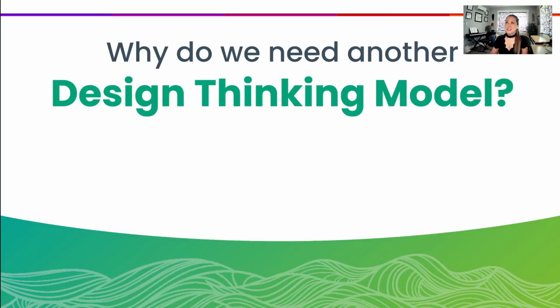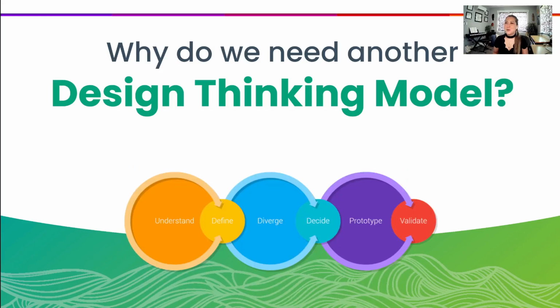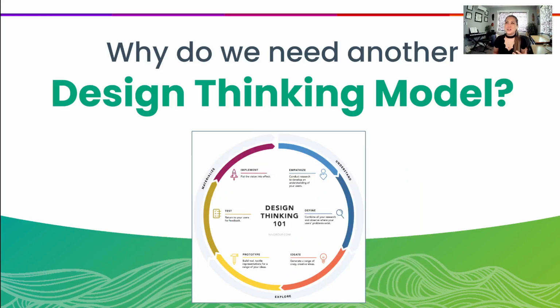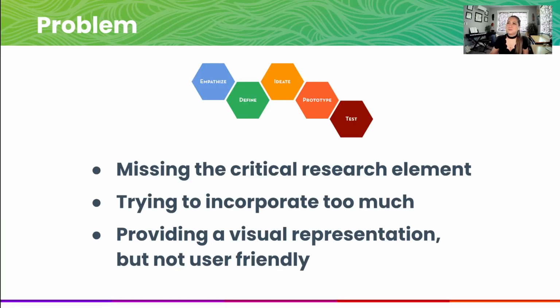You might be wondering, why is it that we need another design thinking model? We have so many models, different shapes, forms, varieties, scopes, complexities, inclusions, but they all kind of work off of the design thinking model created by the Stanford School of Design. And I think there's a couple problems with this model.